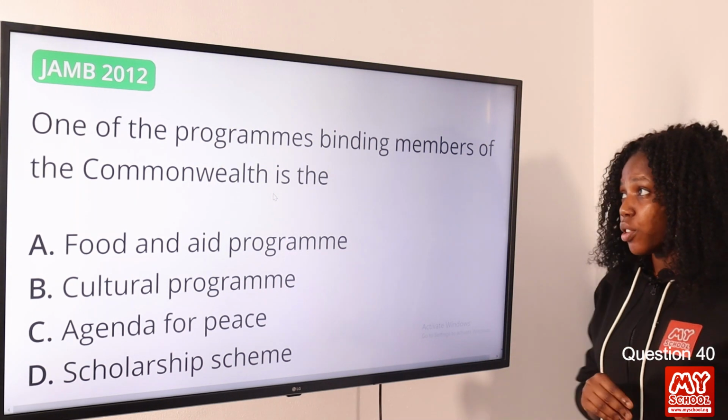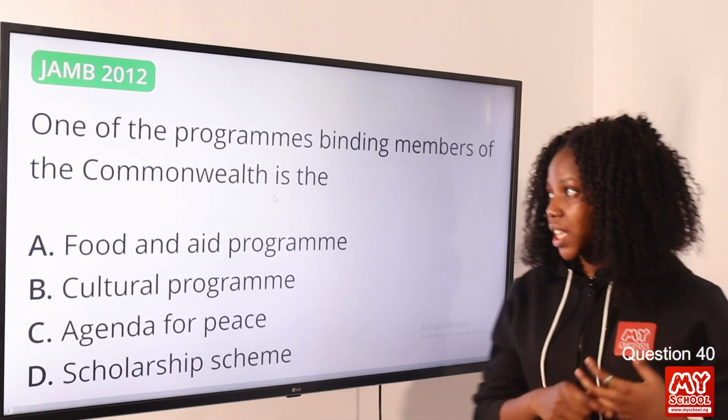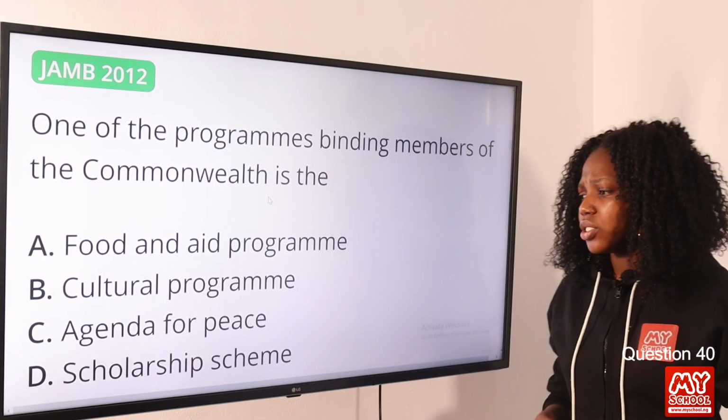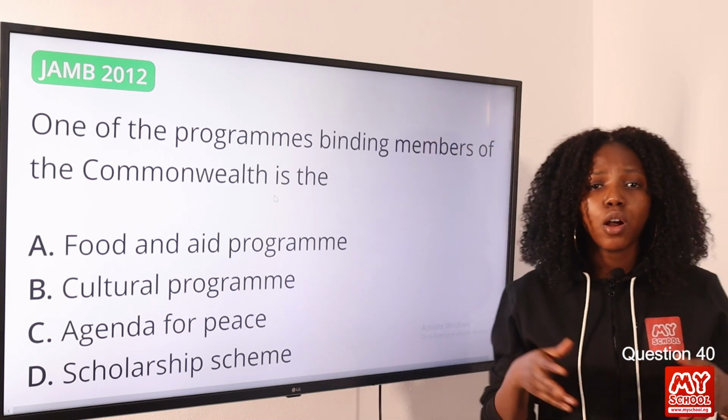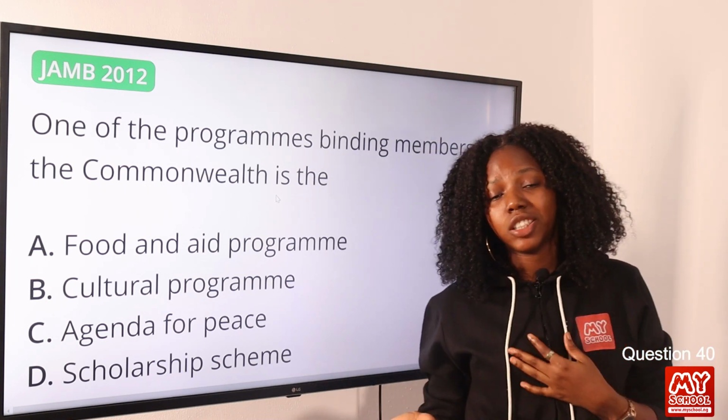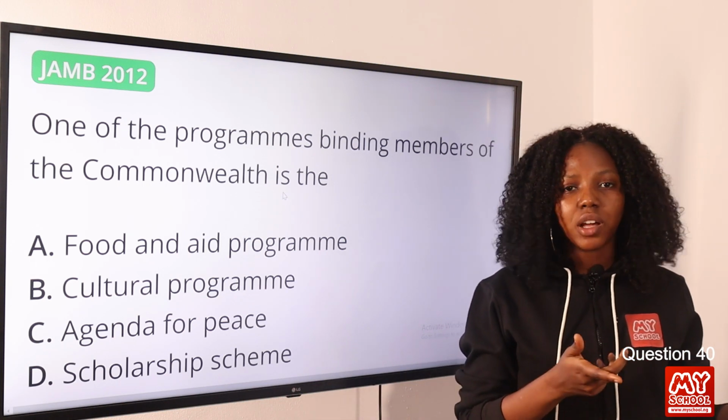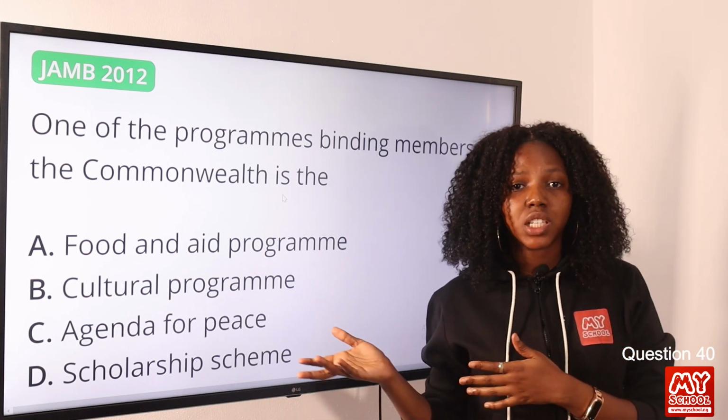Question 40. One of the programs binding members of the Commonwealth is the dash. The answer to this question is Agenda for Peace. Now, the Commonwealth is a free association of former colonies, former territories of the British Empire.